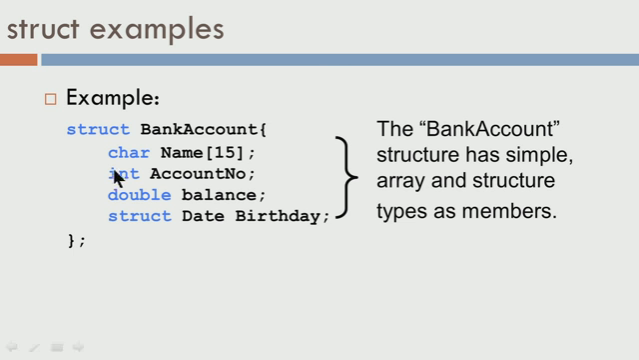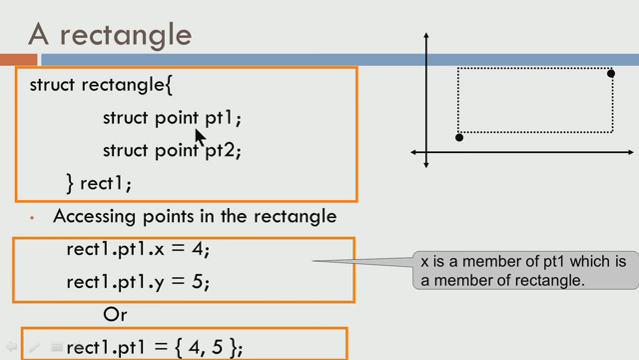So in this one we have a character array of size 15, an integer, a double, and within a structure we have another structure called date or birthday. So there is a member called birthday whose data type is struct date. So date, I already mentioned, has 3 members. So in some sense we have nested structures here. So we have a structure called struct date within the structure called bank account. So this kind of nesting is really useful.